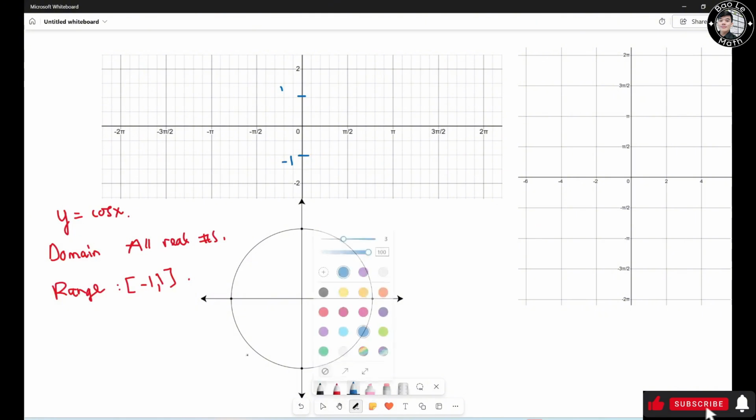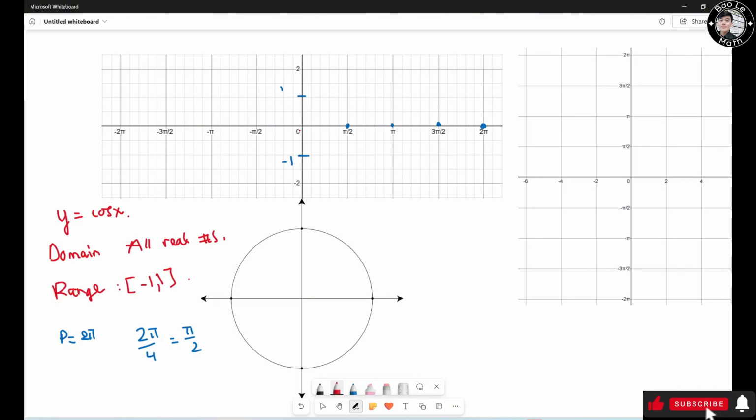Now, you know that the period of the cosine function is going to be 2 pi. So we're going to divide 2 pi into 4 quarters. Each quarter has pi over 2. So this one is 2 pi. Each quarter is pi over 2, another pi over 2, and another pi over 2.